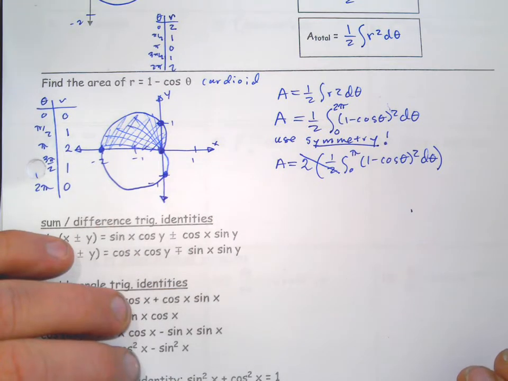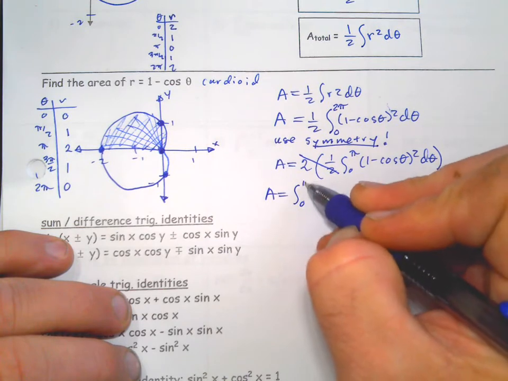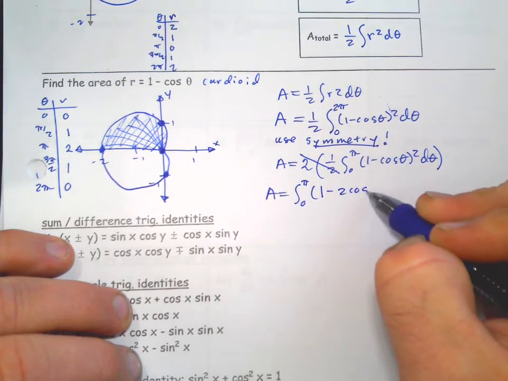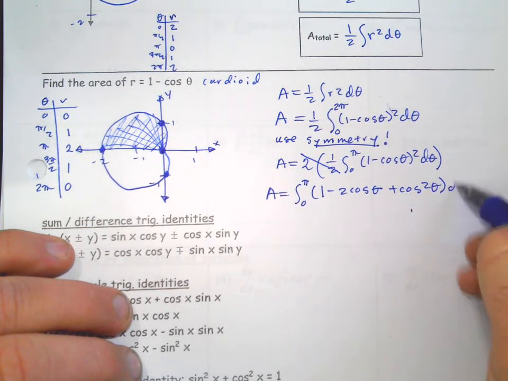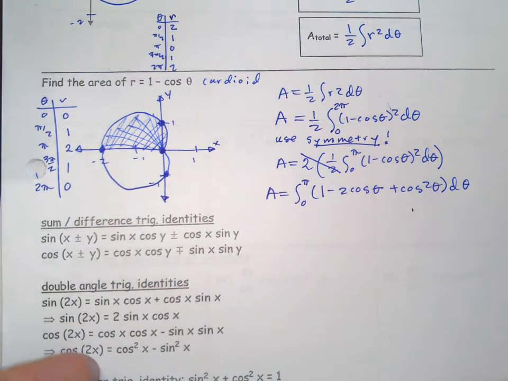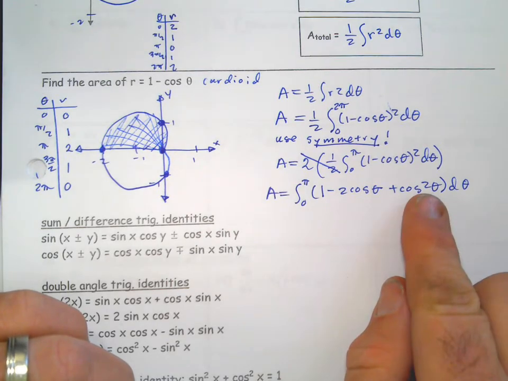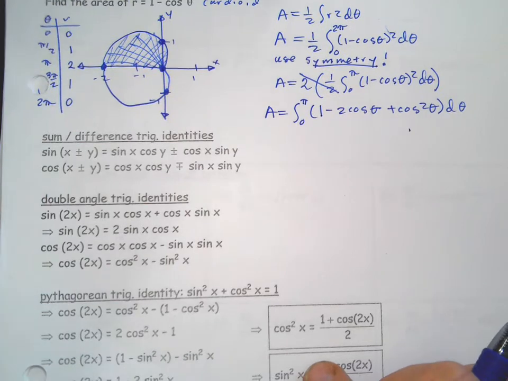Now, if we're going to actually go ahead and integrate this, then I think what we need to do is actually FOIL this out. 1 minus 2 cosine theta plus cosine squared theta. Okay, definitely need parentheses around all that. Now, here's the deal. Integrating 1, easy. Integrating 2 cosine theta, easy. Integrating cosine squared, that's a problem. That's not straightforward.